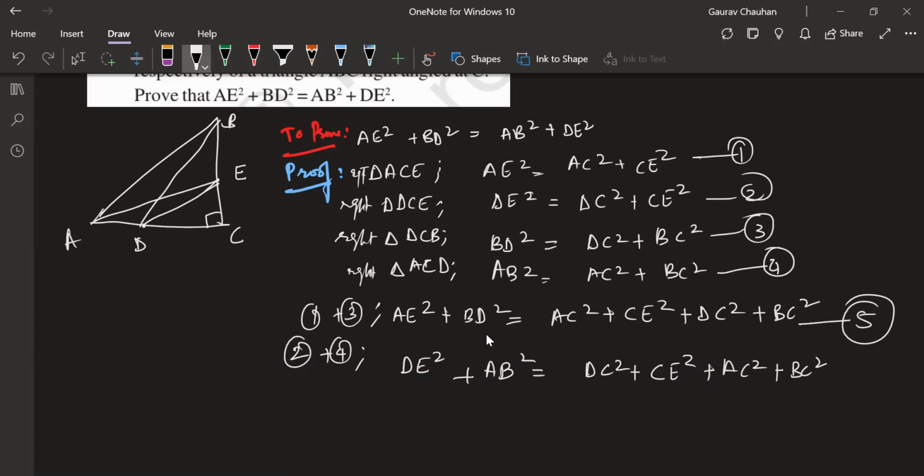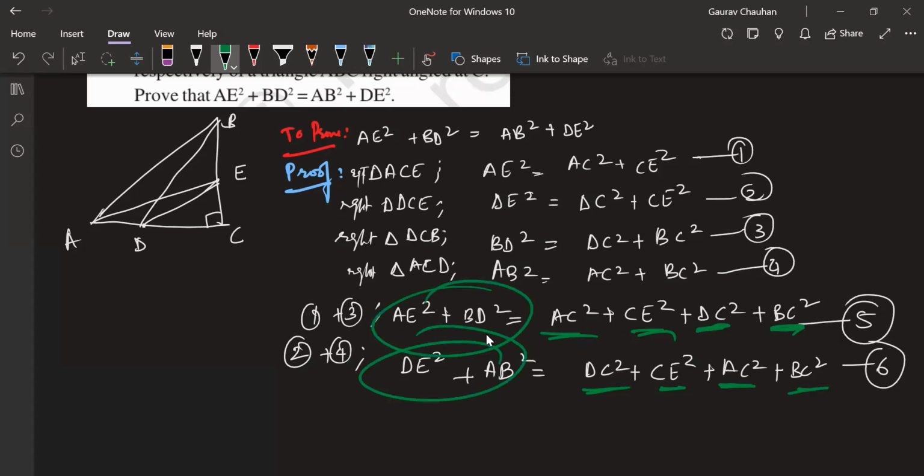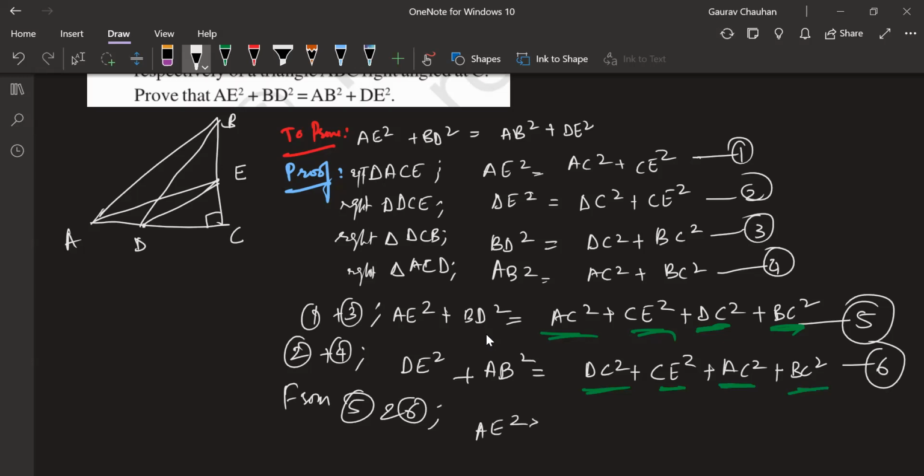Okay. We'll mark this, sir. From 5 and 6, we can see the right hand side, addition is commutative, but everything is the same: AC square, DC square, CE square, BC square. So basically my left hand side, which is this one and this one, also has to be same. So from 5 and 6, I can say that both are same: AE square plus BD square is equal to DE square plus AB square. Manisha?